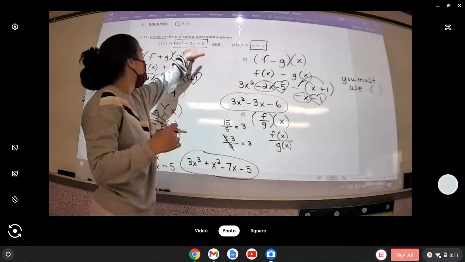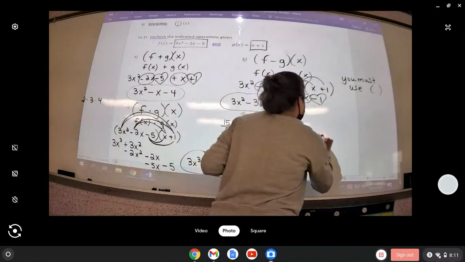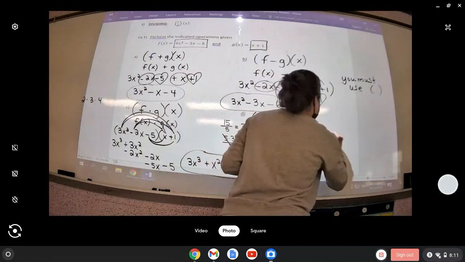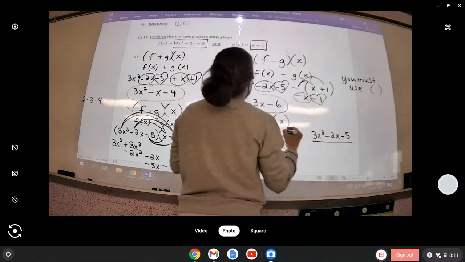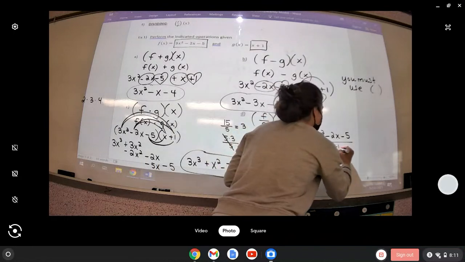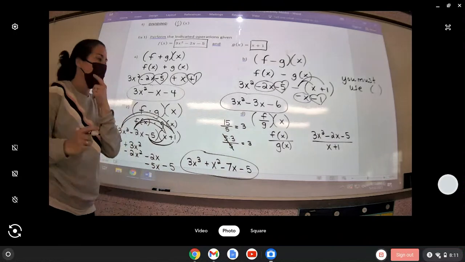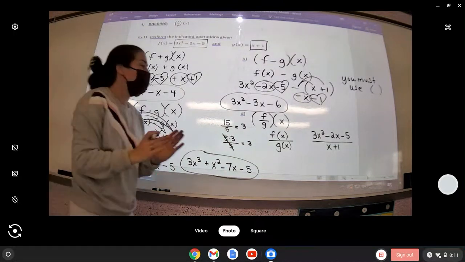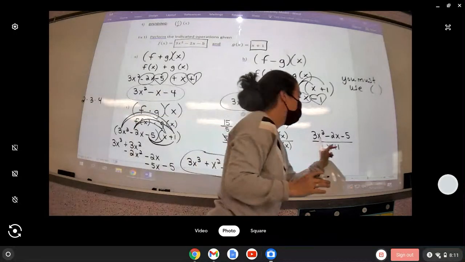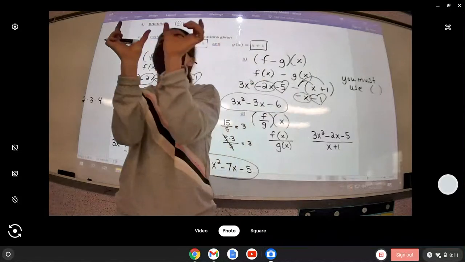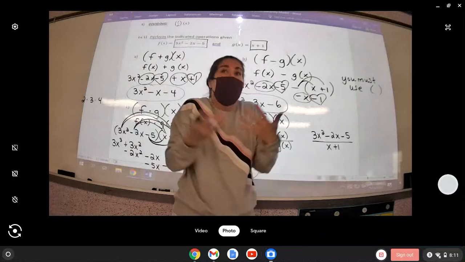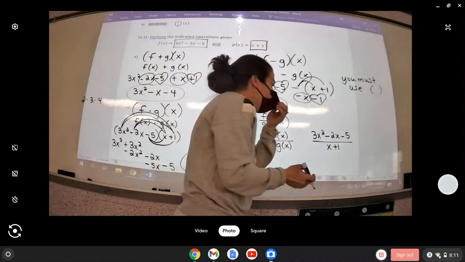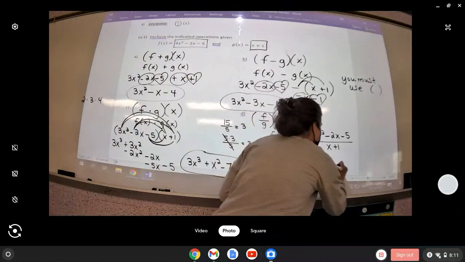So take f of x, which was 3x squared minus 2x minus 5, and divide it by g of x, which was x plus 1. Okay, so let's see if I can factor the top into 2 factors. Maybe one of them will cancel with the one on bottom. Maybe I'll get another x plus 1 factor.